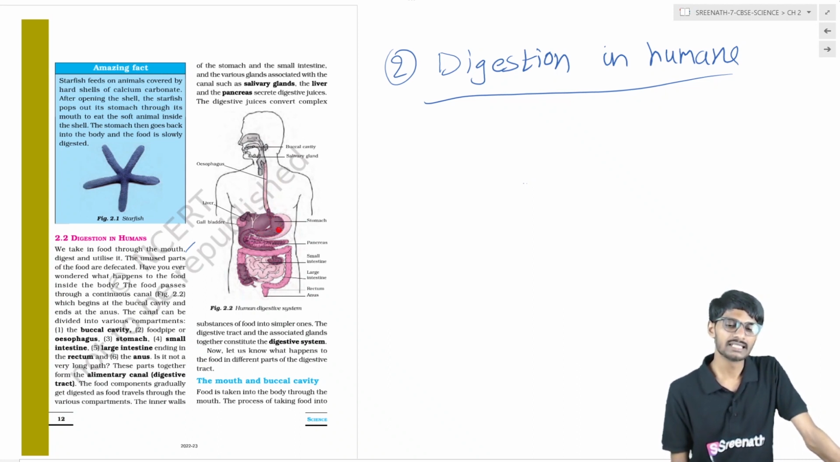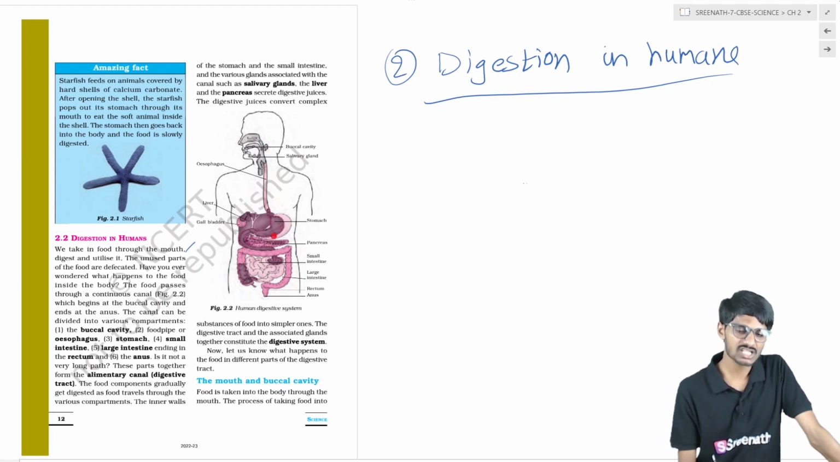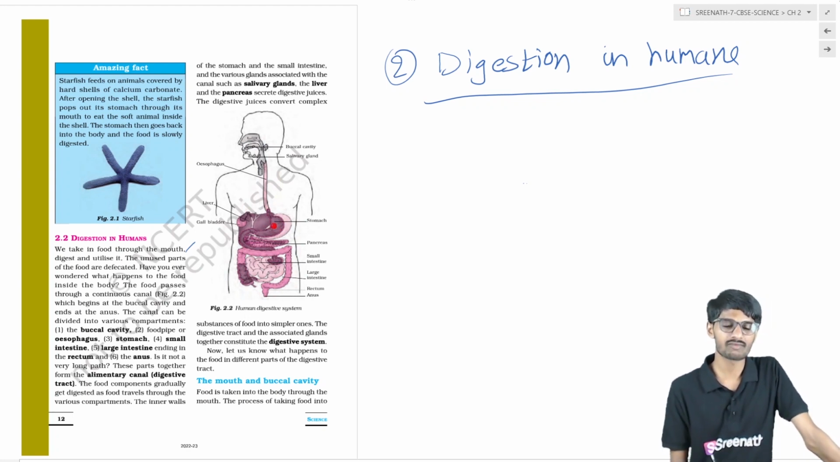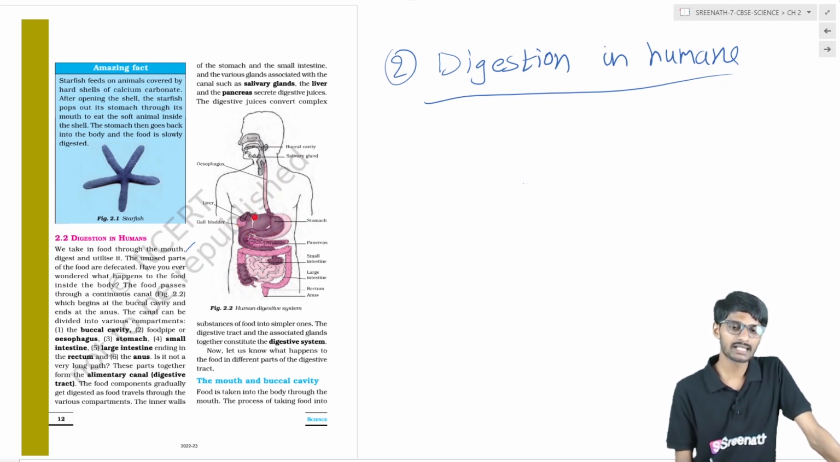After that, hydrochloric acid will be released, and some digestion and breakdown will be done. After that, the juices from the gallbladder, liver and pancreas will be added, and it will go into the small intestine. In the small intestine, the digested food will be absorbed, and the remaining will enter the large intestine. After that it comes out through the anus. So this is the whole process.